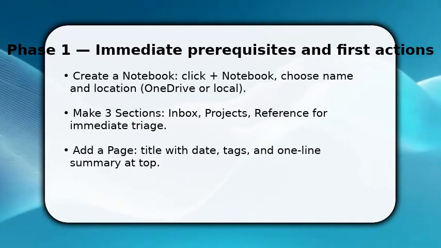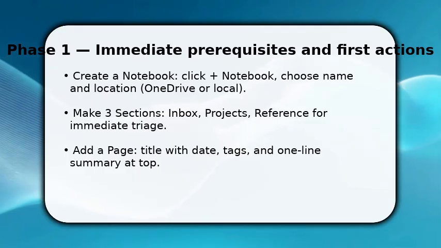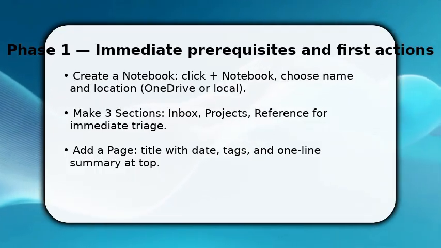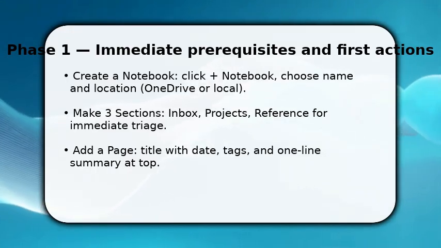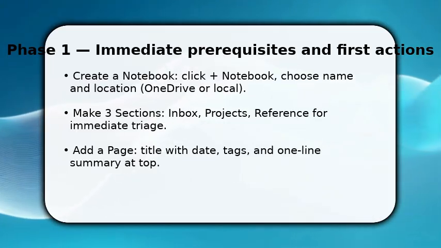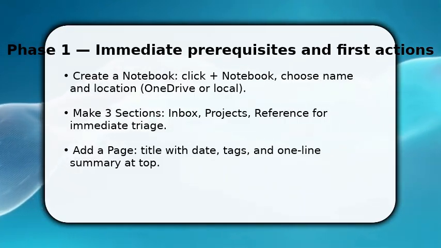You begin by opening OneNote and creating that notebook now. Choose OneDrive if you want sync. Once created, make 3 sections: inbox, projects, reference, because immediate organization prevents chaos. Create your first page, title it with today's date and a 1-line summary, add relevant tags for follow-up. This first step gives structure and searchability, so you don't waste time later.